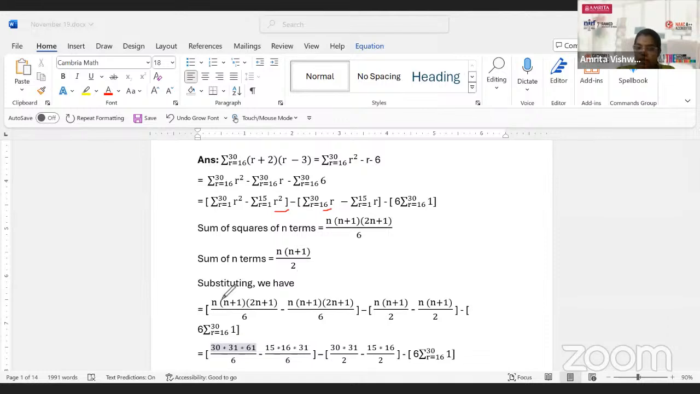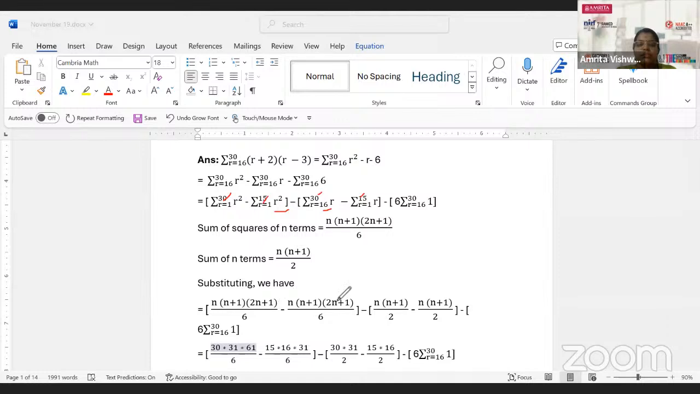Here you can see n into (n plus 1) into (2n plus 1) by 6, minus this term, which is also n into (n plus 1) into (2n plus 1) by 6. For the first one, n is 30. For the second one, n is 15. The same applies here: n into (n plus 1) by 2. For the first term, n is 30, and for the second term, n is 15.